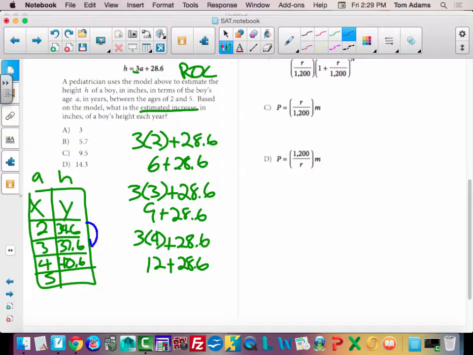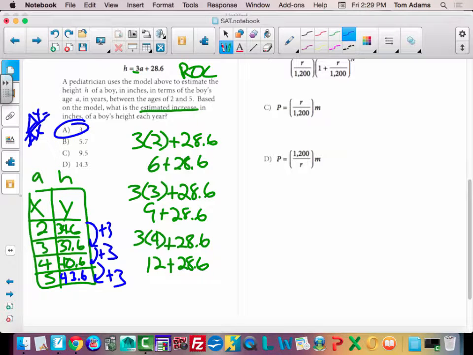which is this. Really, when they say the estimated increase, what they're really saying is what is delta y over delta x? And in this case, to get from here to here, we add 3. To get from here to here, we add 3. The very next one would be 43.6 if I did the algebra. So the answer is 3 because we're increasing by 3 every year.